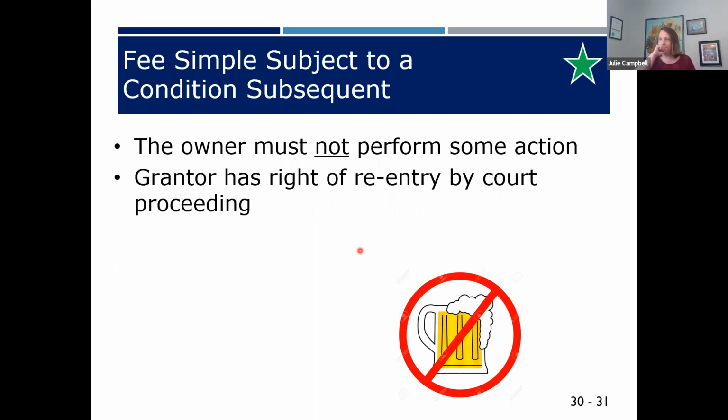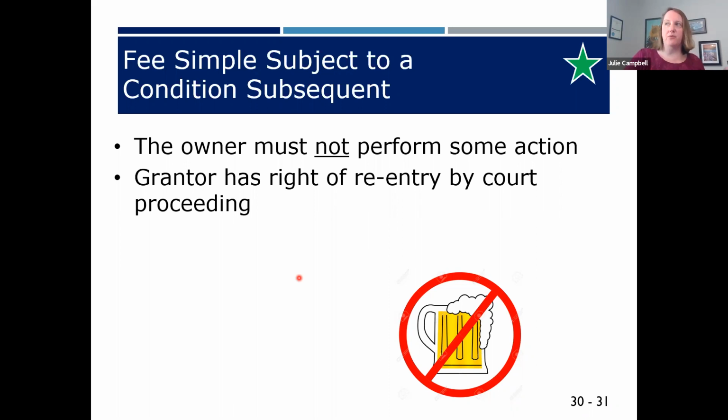The grantor is the person that you bought it from. So you break the rules, doesn't matter how they find out. They find out you broke the rules, the property goes back to the person that you bought it from. They take you to court, and the judge grants them re-entry because you broke the rules. You knew when you bought it, you couldn't serve alcohol. You chose to do it anyway. You lose the property through a court proceeding. Fee simple subject to condition subsequent.